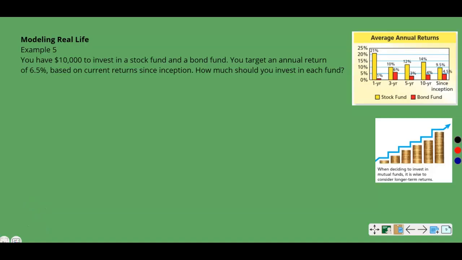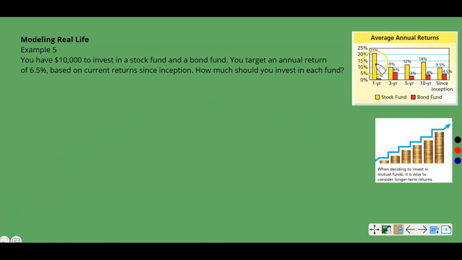Example 5, modeling real life. You have $10,000 to invest in a stock fund and a bond fund. You target an annual return of 6.5% based on current returns since inception. How much should you invest in each fund?